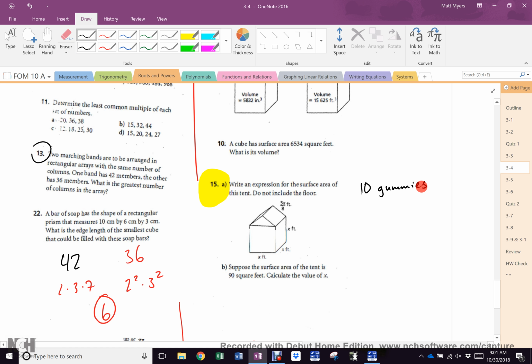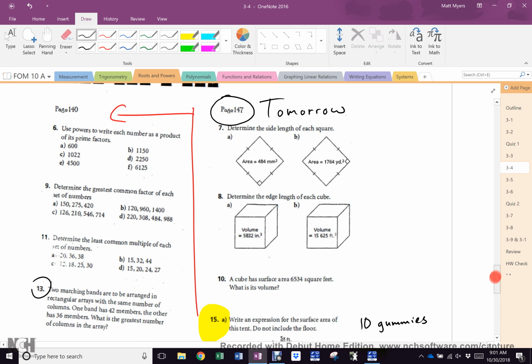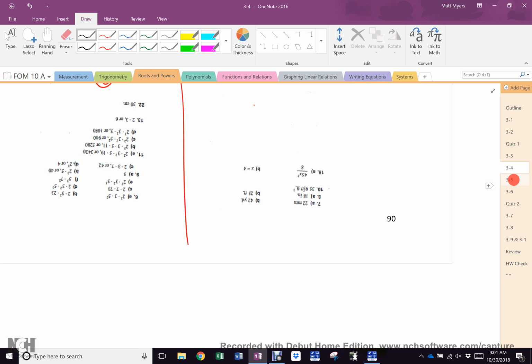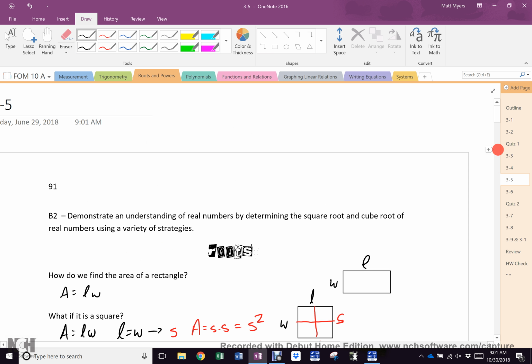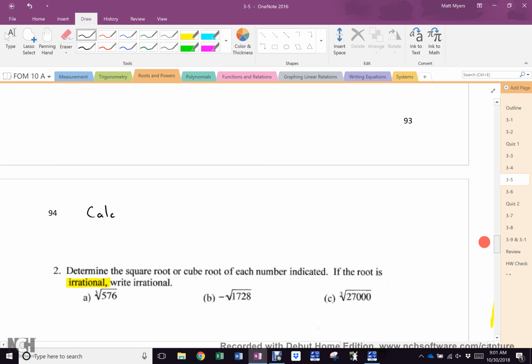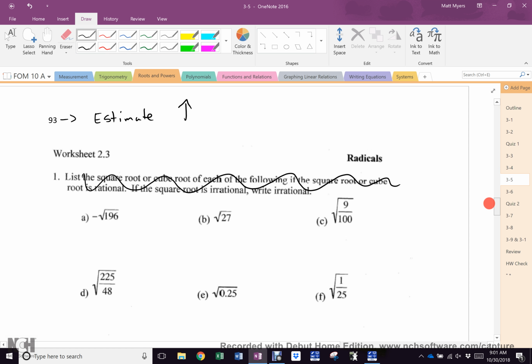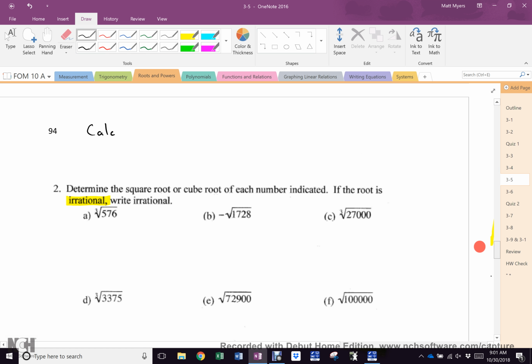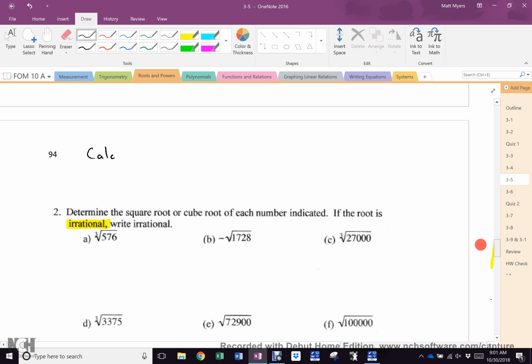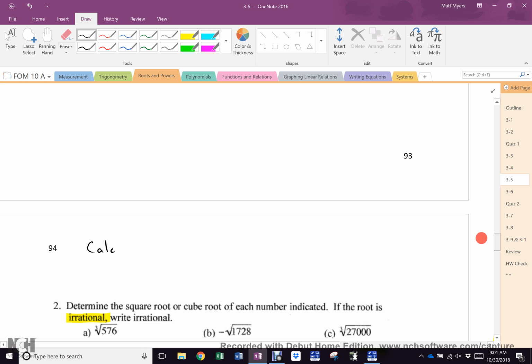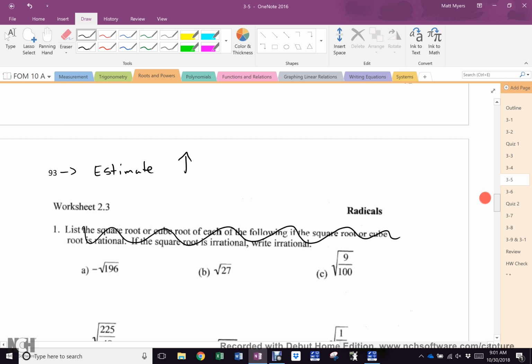Number 15. That's back on page 90. So, once again, 93, you're doing exactly what we just did. 94, you're using your calculator. And 90, you're just doing the right side of the page. And you've got half an hour to work right now.